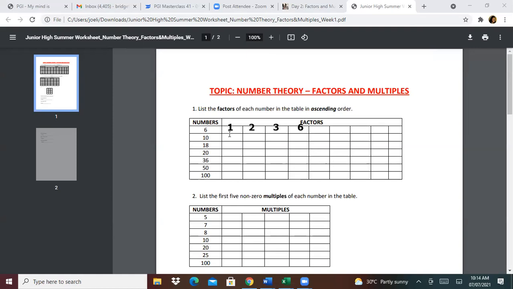Okay, once you're all set up, Ethan, just let us know, what are the factors of the number 10? 1, 2, 5, and 10. Good job, excellent. 1, 2, 5, and 10. Good. Okay, Kaylin, you're up next. What are the factors of the number 18?